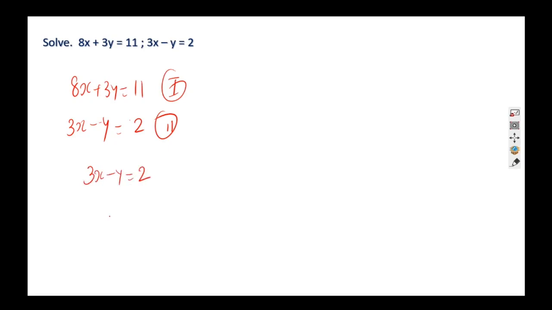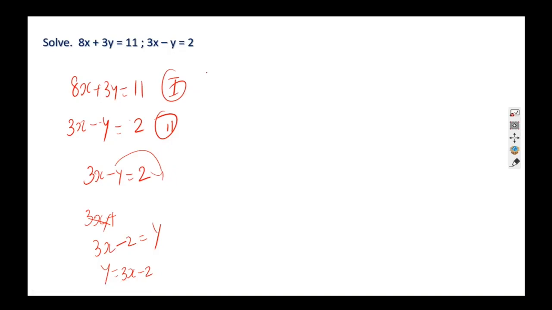What does this mean? It means that 3x minus 2 is equal to y. If I send it here, it will become positive. That means y is equal to 3x minus 2. We got the value of y like this. What we will do is, y is in the form of 3x minus 2. We will substitute this in the equation.